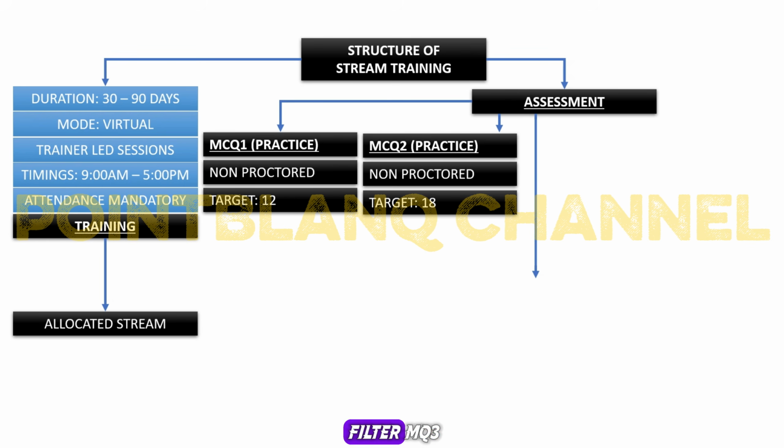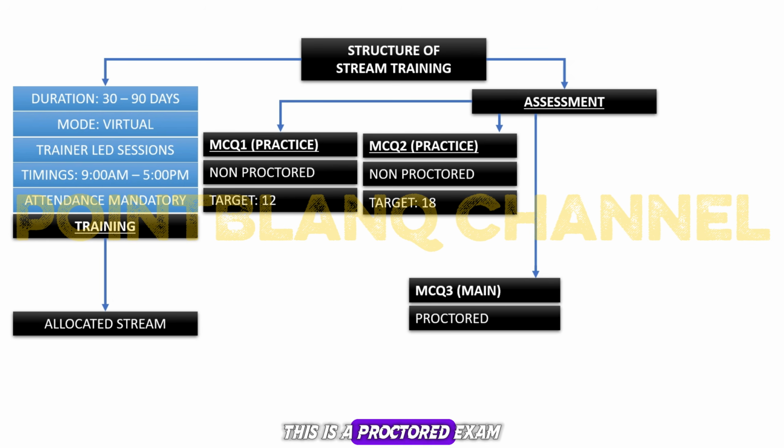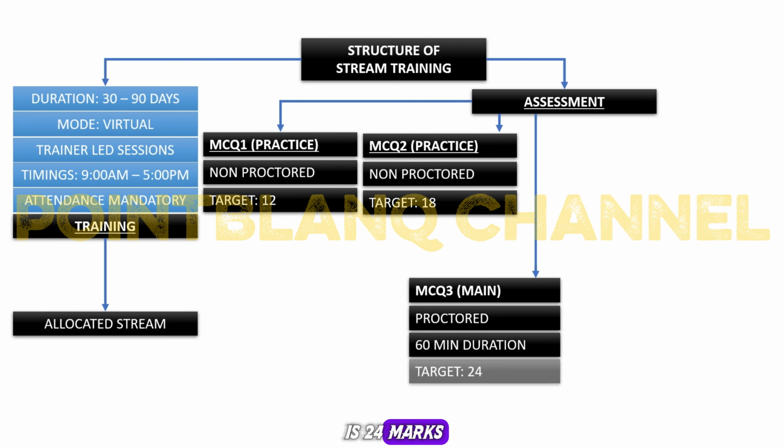Now comes the real filter, MCQ 3. This is a proctored exam and your target score is 24 marks. This is where things get serious, because now you are being proctored. Proctored means your webcam is on, your microphone is on, and there is an actual human proctor monitoring you. Typically, one proctor will observe multiple candidates and they are actively watching you. They might ask you to show your 360 degrees room, and if they notice anything suspicious, they will message you instantly, like sit properly, don't look away, etc.